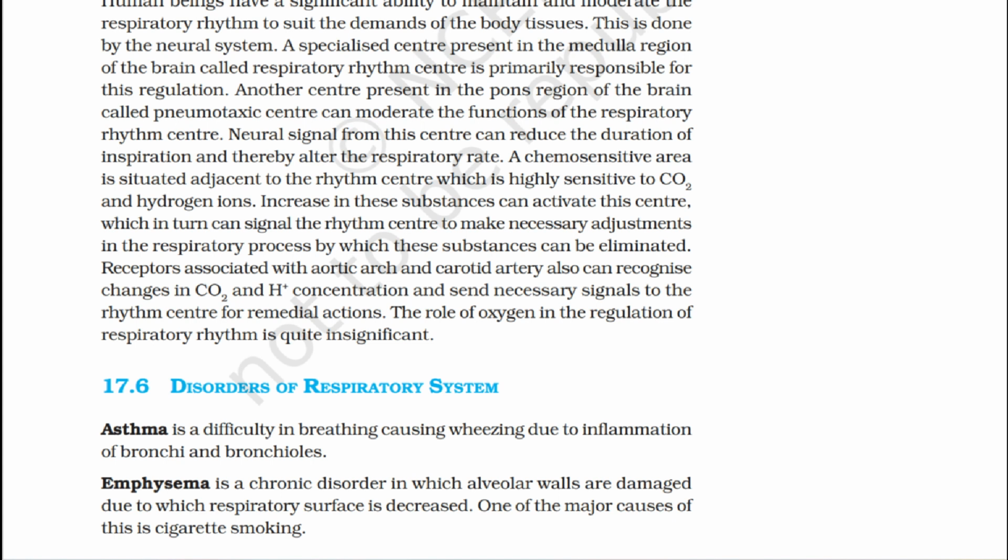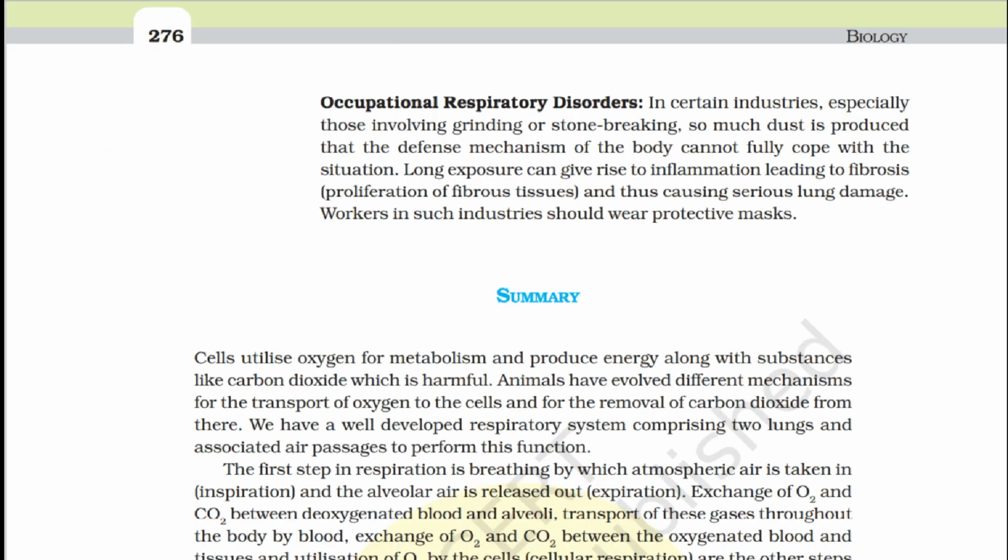Disorders of respiratory system. Asthma is a difficulty in breathing causing wheezing due to inflammation of bronchi and bronchioles. Emphysema is a chronic disorder in which alveolar walls are damaged, due to which respiratory surface is decreased. One of the major causes of this is cigarette smoking.